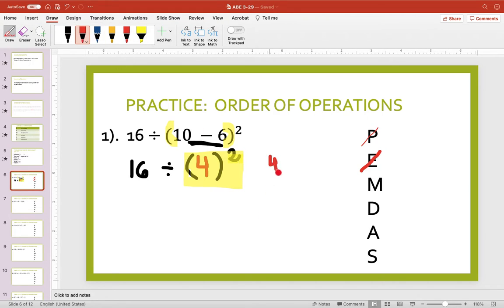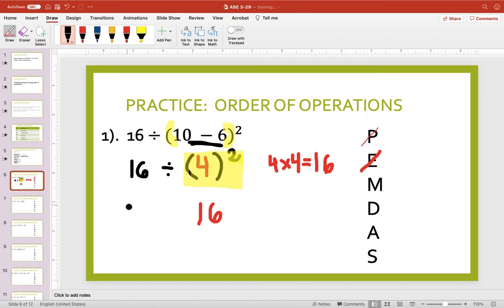That's just repeated multiplication. My base is 4. My 2 is my exponent. So what that means is I'm going to multiply 4 by itself 2 times. 4 times itself 2 times, or 4 times 4, is 16. So when we simplify 4 squared, we get 16.